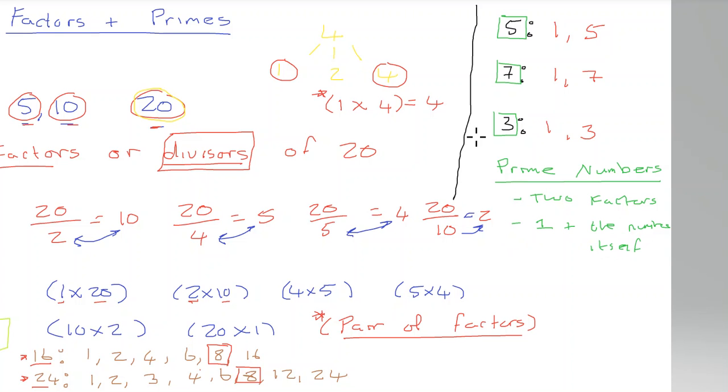So 1 and the number itself. What we mean by that, if we take 3 as an example, 1 and 3 are the factors of 3. So there's only 2 numbers, 1 and itself. Therefore, these here are examples of what are called prime numbers. So that's what we mean by prime numbers.